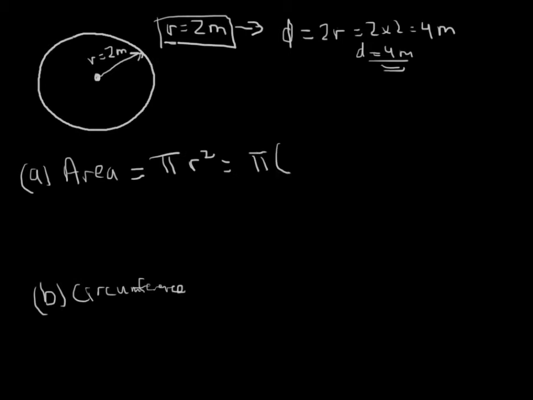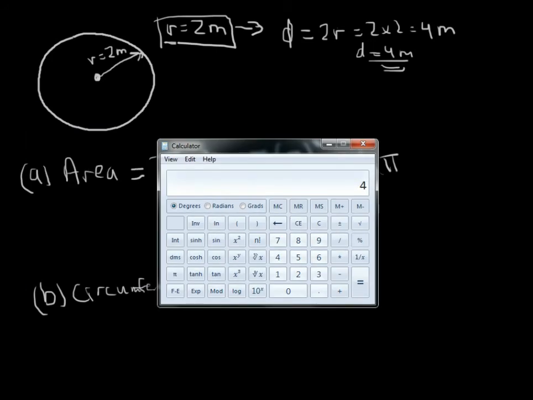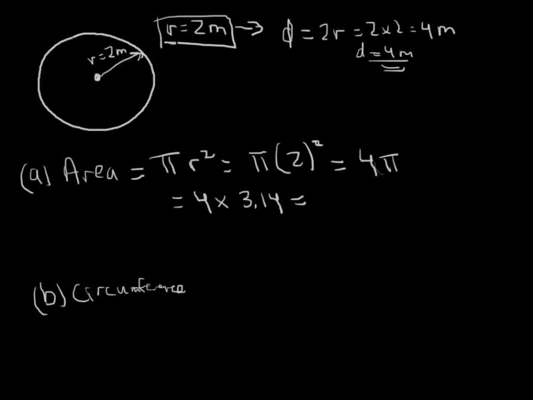Well, we know that it's pi times radius squared. So it's pi times 2 squared, and 2 squared is just 2 times 2, which is 4. It's 4 pi, which, if you don't have a pi symbol in your calculator, you can just use 3.14. And what does that give us? So 4 times 3.14, 12.56. That's 12.56. And units, meter squared.